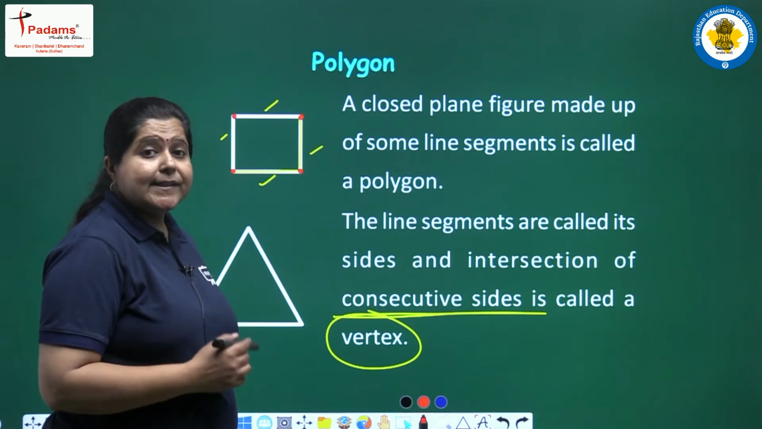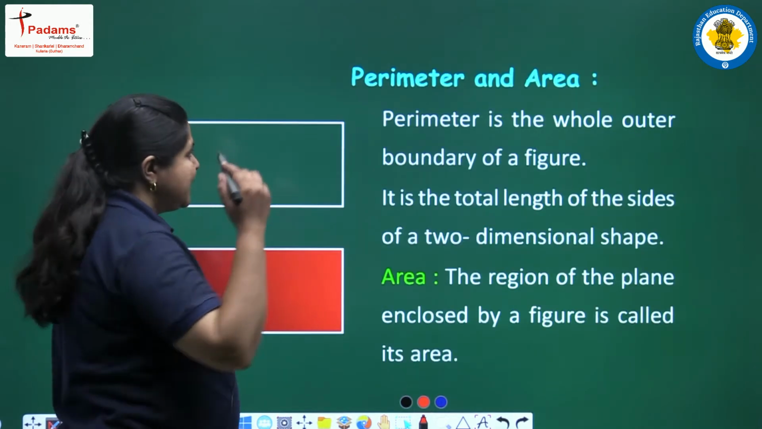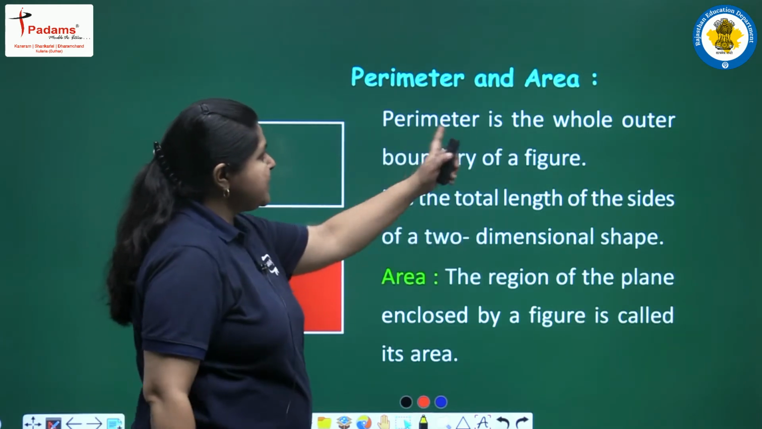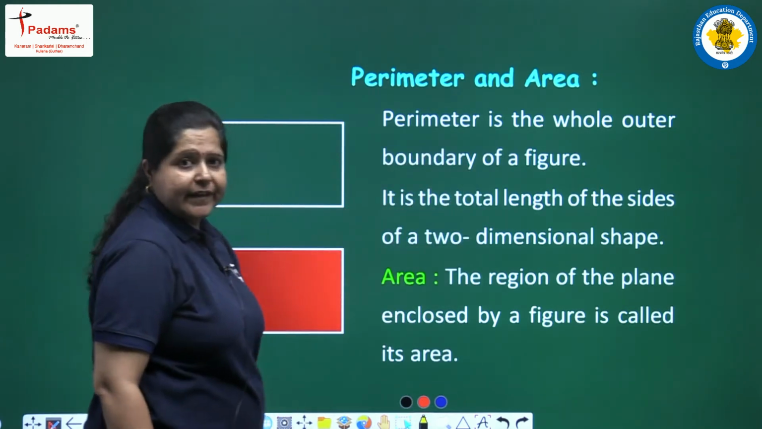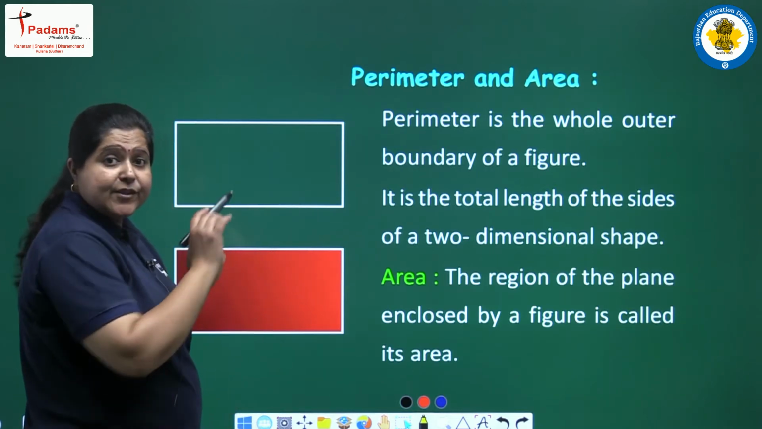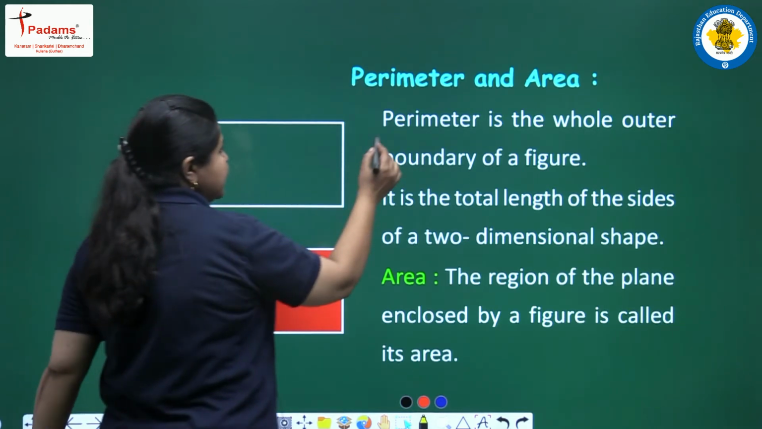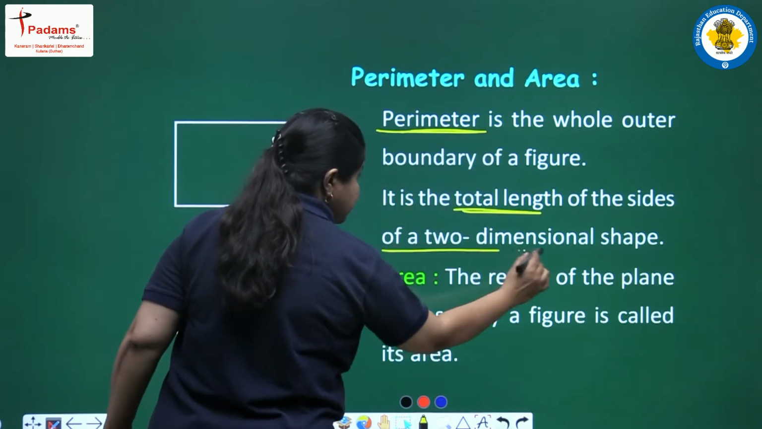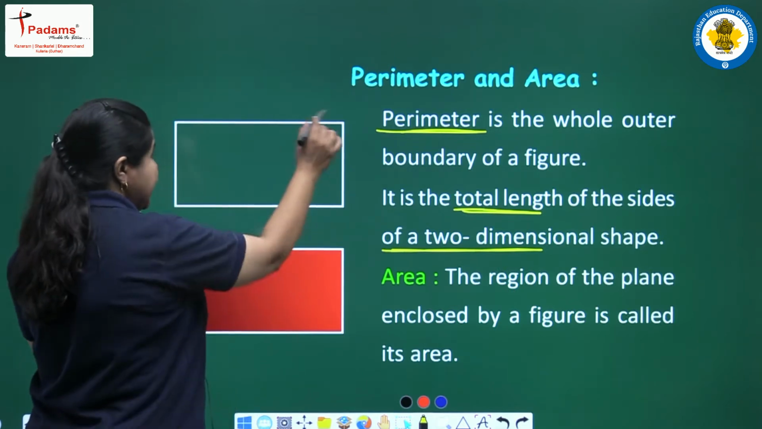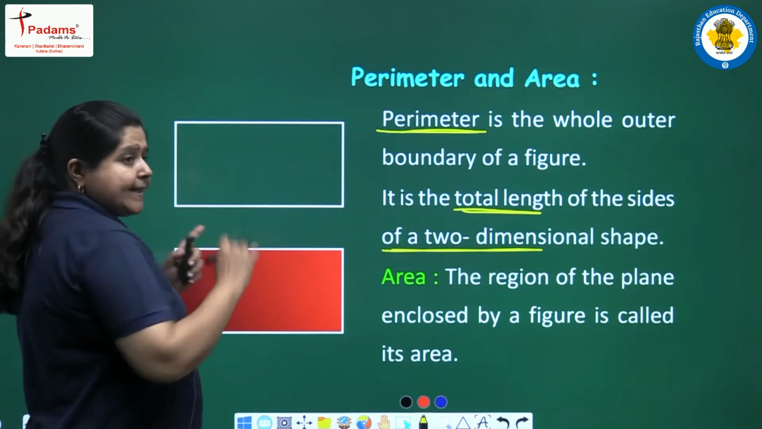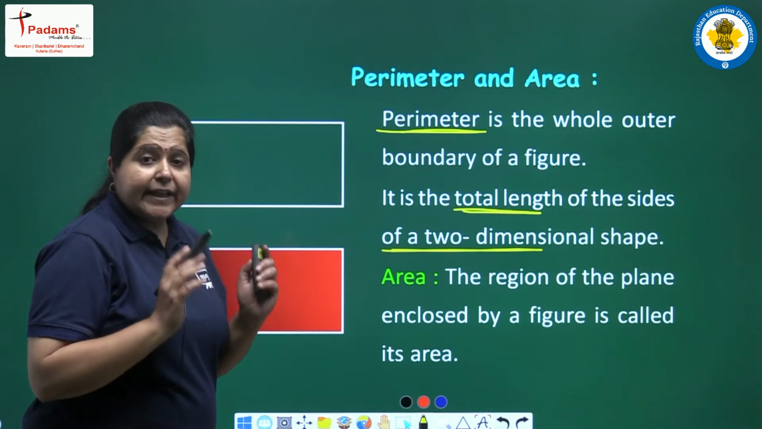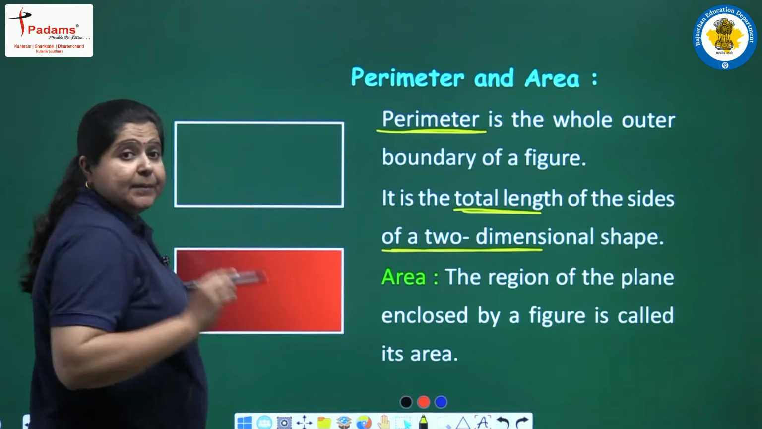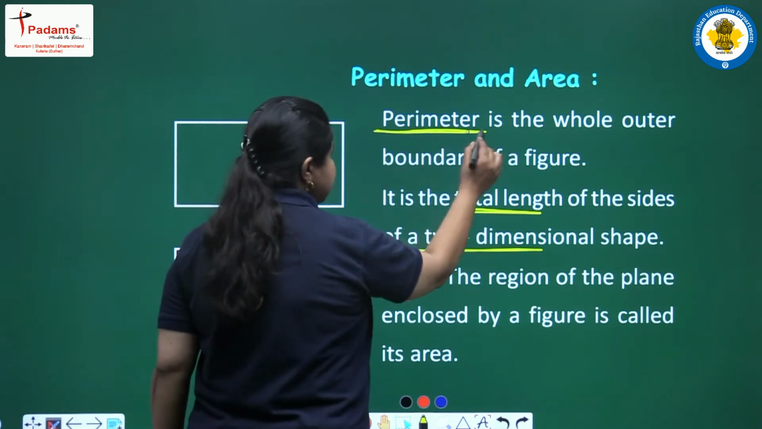Next we take the concept of perimeter and area. Here we take perimeter. Perimeter is the whole outer boundary of a figure. Take this rectangle. इसकी जो बाहर की boundary है उसे हम कहते हैं perimeter, and it is the total length of the sides of a two-dimensional shape. यहाँ पर आप देखेंगे जो टोटल लेंथ है इसकी 4 साइड्स हैं, तो चारों साइड्स की जो लेंथ है उसका जो सम लेंगे टोटल लेंथ वो होगी इस शेप की बाउंड्री, और उसी को हम कहते हैं पेरीमीटर.